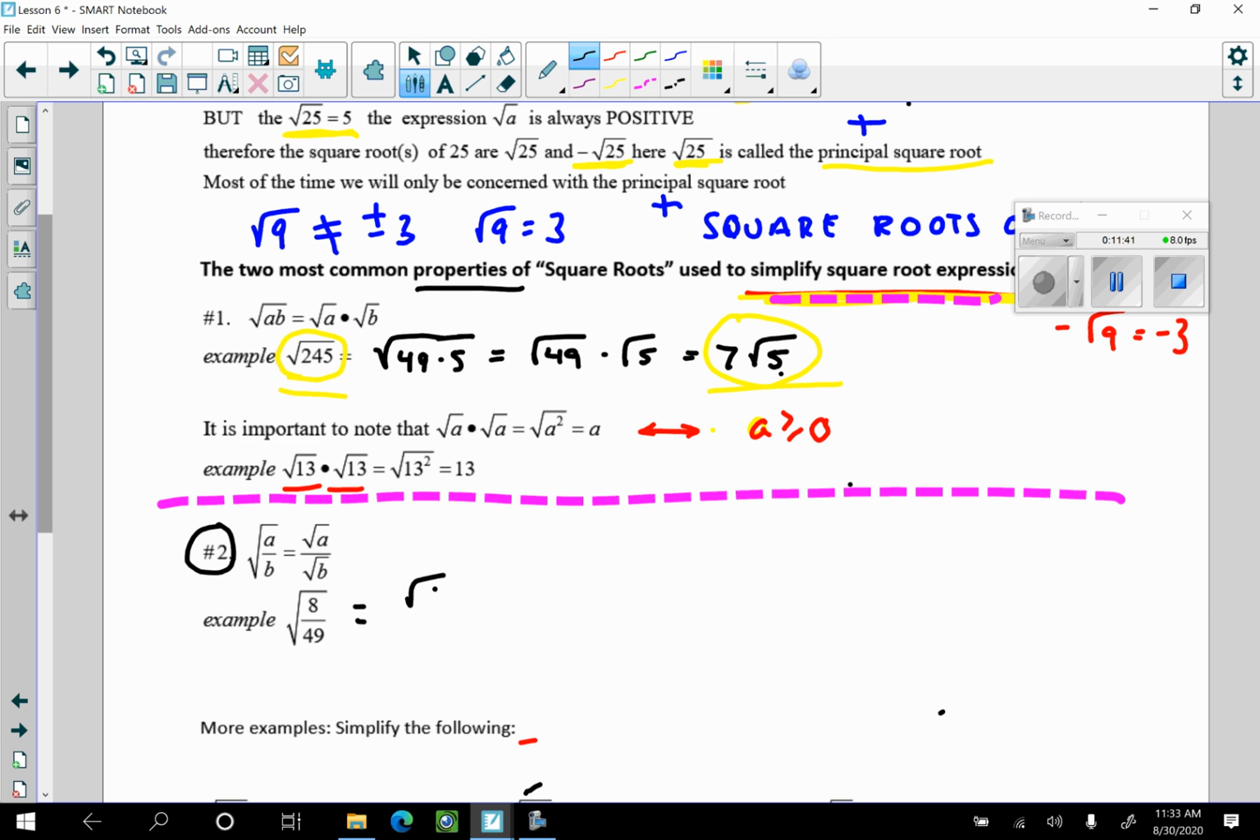This is going to be the square root of 8 over the square root of 49. We know what the square root of 49 is, and we know what the square root of 8 is. The square root of 8 is the square root of 4 times the square root of 2, over 7. And we know the square root of 4 is 2, so this is going to be 2 square root of 2 over 7. So that's that rascal simplified. 2 square root of 2 over 7 is equal to the square root of 8 over 49.